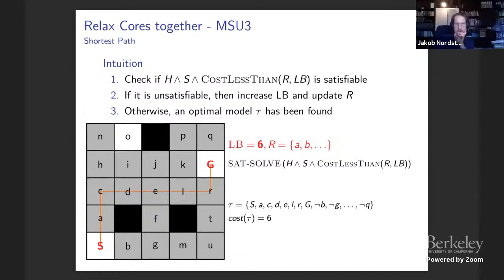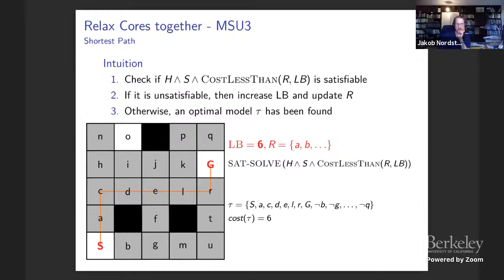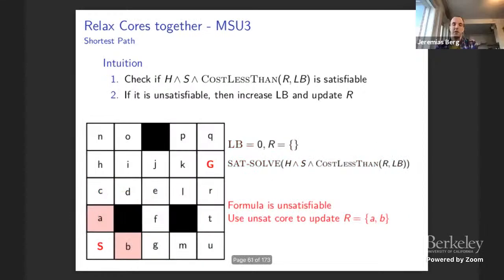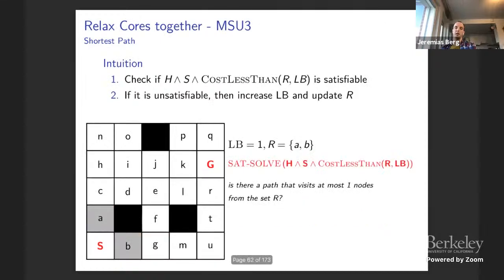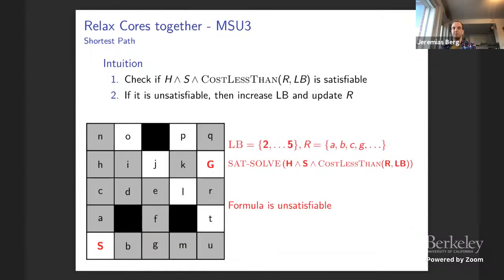And Jeremias, are you going to tell me where these numbers came from? Which numbers? The two, increase to five, to six. It's just a basic sort of lower bound linear search. We're trying to find a solution of cost zero. If we can't, we then have to say, well, how about a solution of cost one? And then if we can't, we bump it up to two. And then we keep going until we find the first bound where we can find a solution.